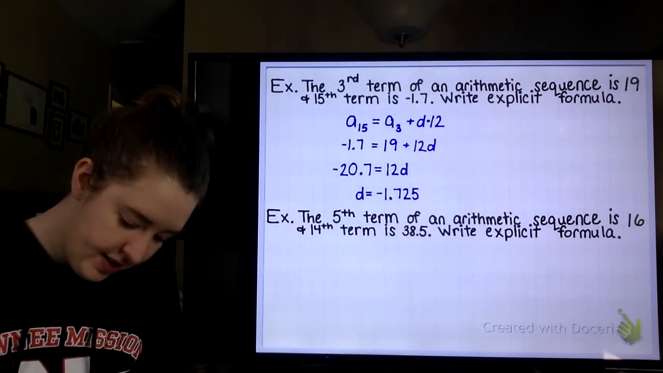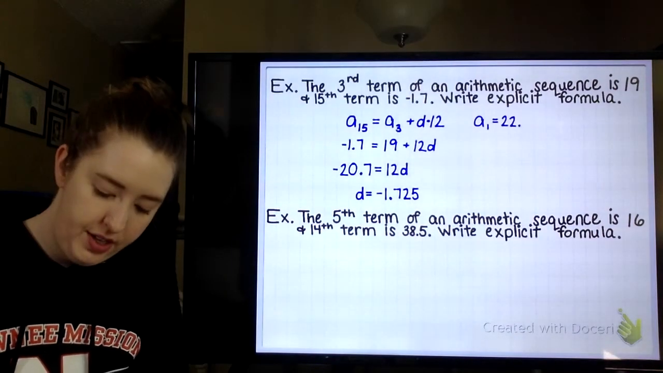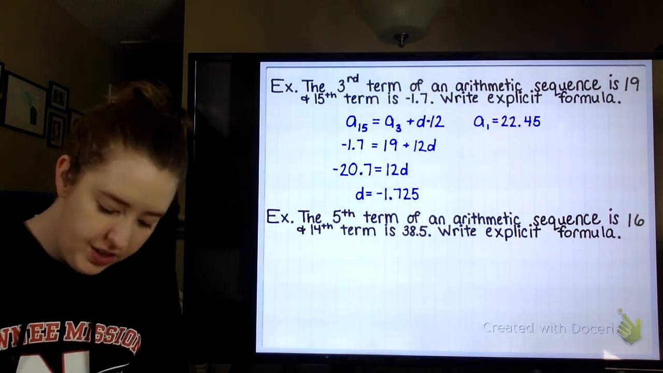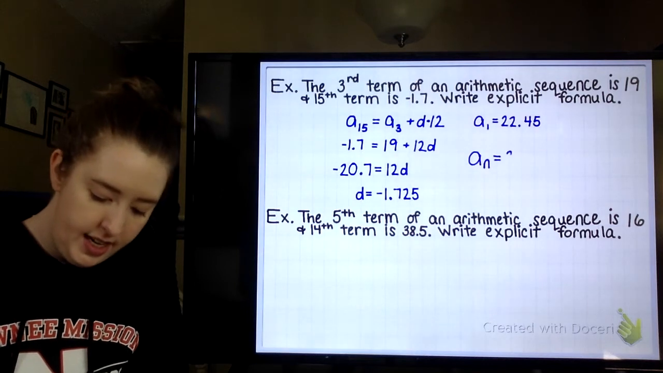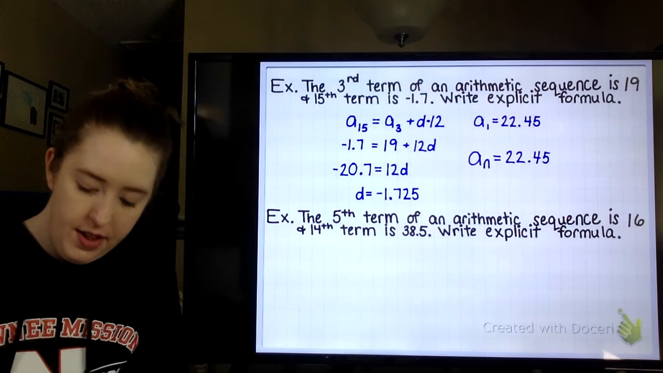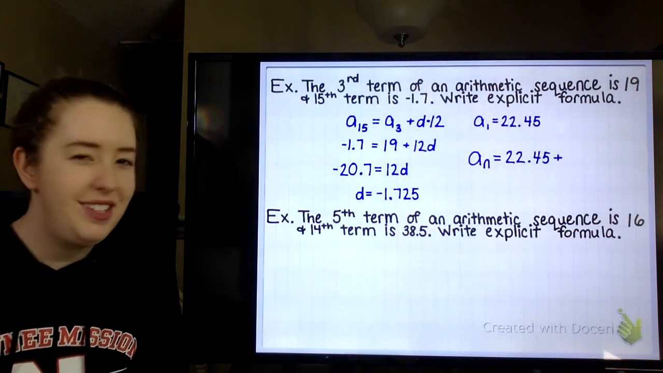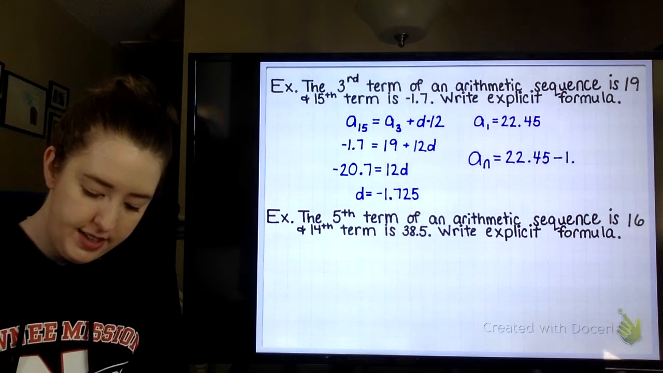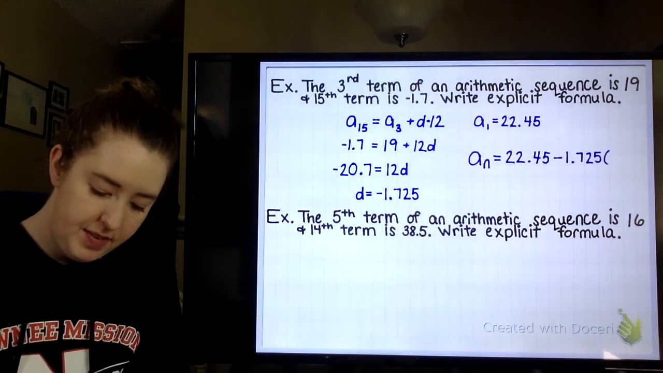So we just found out that a sub 1 equals 22.45. So if we write this formula, a sub n equals, we need our first term, 22.45, plus our common difference. Well, this time, since it's negative, we can put that as minus 1.725 times n minus 1.